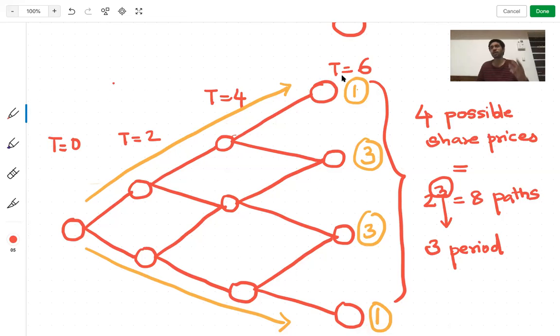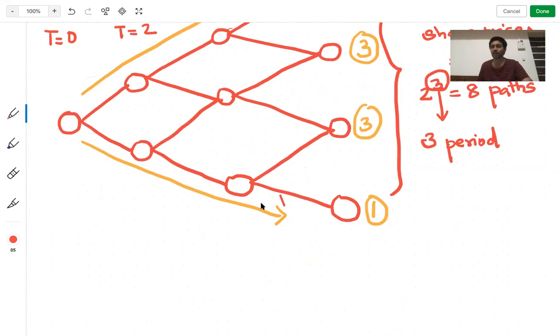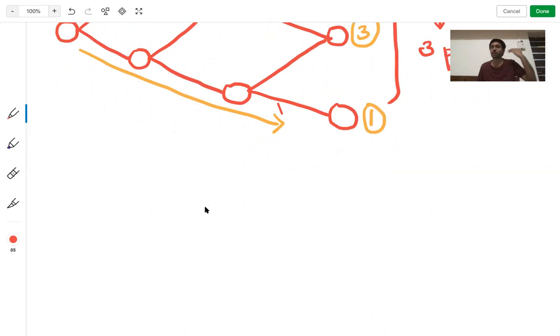In a 3-period binomial, we had 4 possible share prices. So the number of share prices keeps increasing, and the number of paths also keeps increasing rapidly. In a 4-period binomial, we saw that the number of paths is 2 to the power 4, right? And in a 6-period, it will be 2 to the power 6, and it will keep increasing that way. So the number of paths that a share price can take from t equal to 0 up to t equal to 6 is going to magnify rapidly.